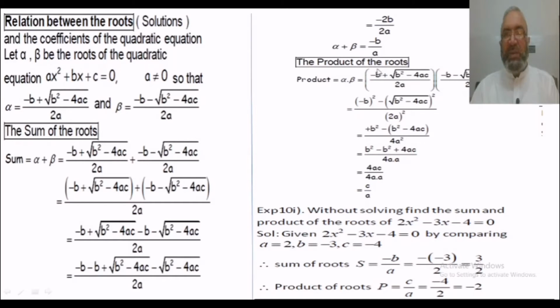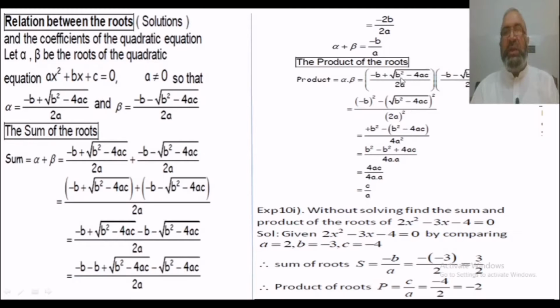Similarly, the product of the roots means the product of these two given roots, that is alpha into beta, the first root multiplied by the second root. So look at this. First root: minus b plus square root of b square minus 4ac, and in the second factor, minus b minus square root of b square minus 4ac. So we get the form of the formula (a plus b)(a minus b) equals a square minus b square.